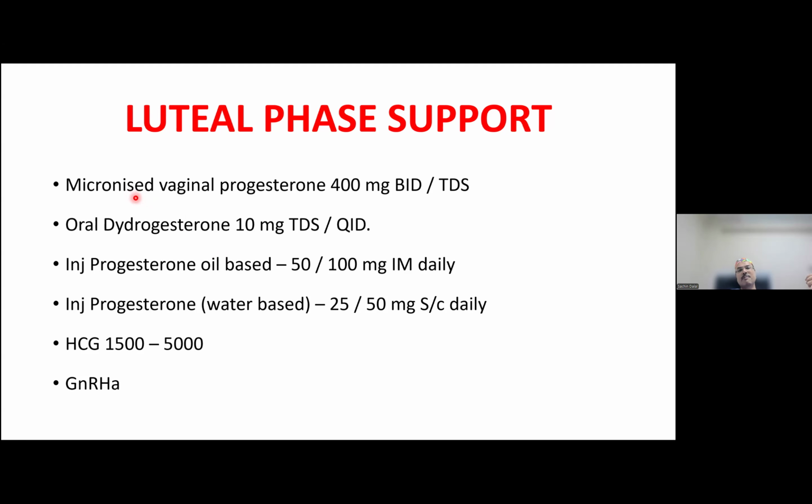So you need to give a micronized vaginal progesterone 400 milligram BD or TDS, oral nitrogestrone 10 milligram TDS or QID. I usually follow 10 milligram TDS and 400 milligram BID. Some people like to use progesterone injection. It can be given as the oil-based injection, Gestone 50 or 100 milligrams, or water-based injection 25 or 50 milligrams up to daily. Some people like to give HCG 1500 to 5000.